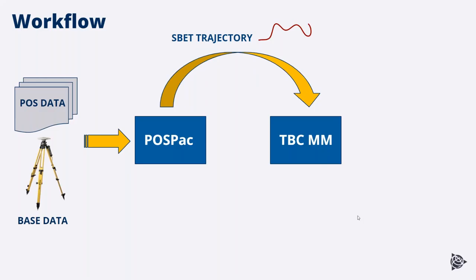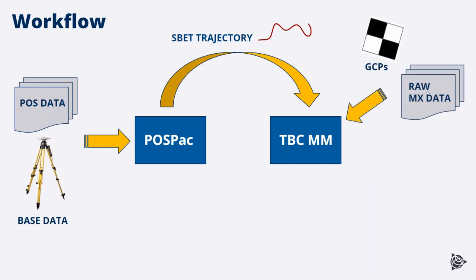Like usually, we just do our import of post data, we set our base station, we define some settings, we calculate the SBET, smoothed best estimated trajectory, and we take this trajectory information to Trimble Business Center mobile mapping model, where we use this trajectory as a foundation for point cloud georeferencing, imagery referencing, and so on. So in TBC, we take the trajectory and we also take the raw MX data, meaning everything else than the positioning data, meaning images, laser scans, and so on.